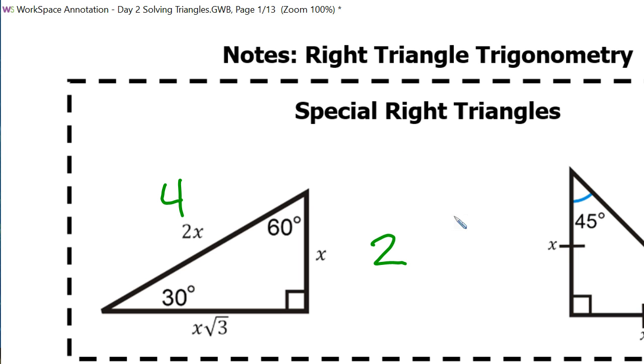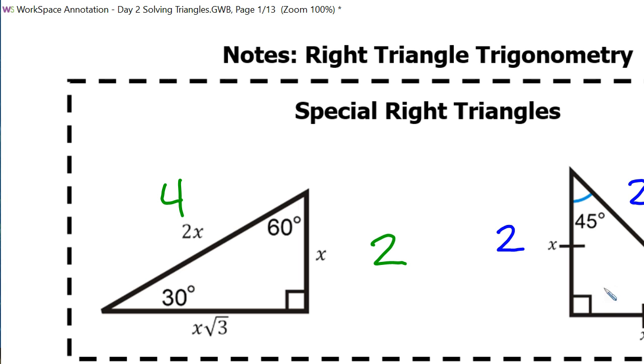Same thing with the 45, 45, 90. If you know this formula, it will help you save some time. Now notice that the side opposite of the 45-degree angles are labeled x. The hypotenuse is x square root of 2. So if I use the same example, let's say that x is 2, then what would the hypotenuse have to be? 2 square root of 2. So that's how you apply this formula.